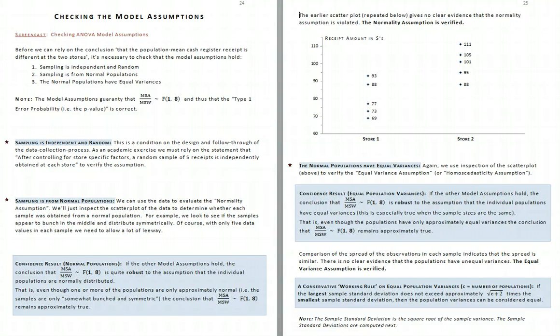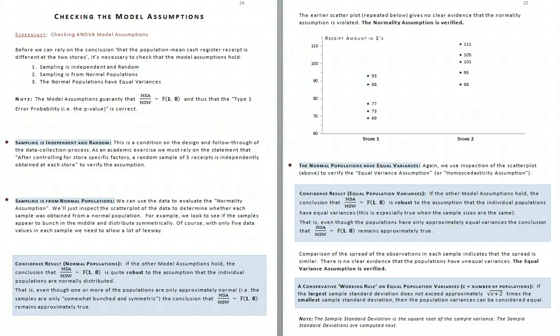This screencast is about checking the model assumptions. The result we considered earlier, that said MSA over MSW had an F C-1, N-C probability distribution, is conditioned on the model assumptions being true. Before we can rely on the p-value, which is computed based on MSA over MSW having an F C-1, N-C probability distribution, we need to verify that the model assumptions hold in our example.